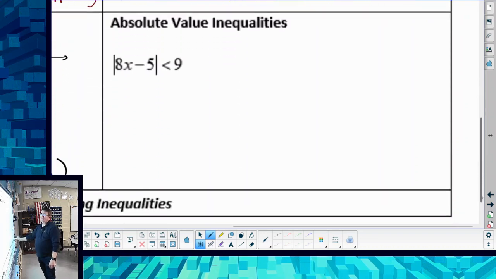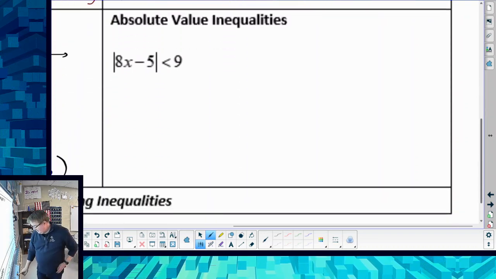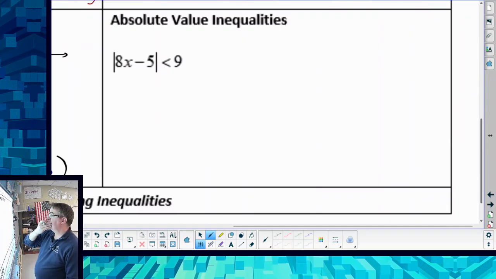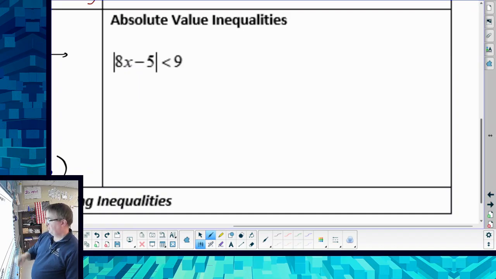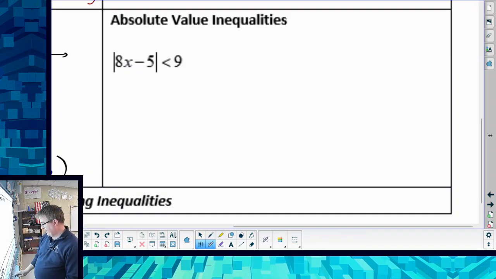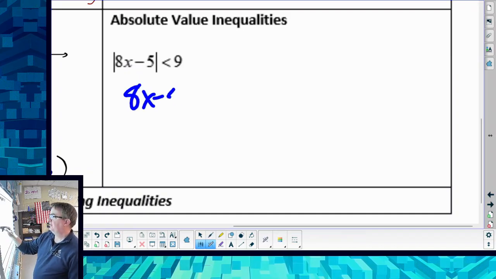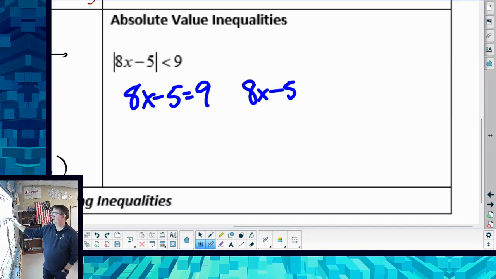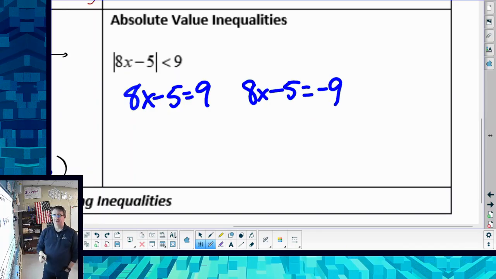Last one, absolute value inequalities. The thing to remember here when we're solving these is that typically we would write this, we would have 8x minus 5 is equal to 9, and we would have 8x minus 5 is equal to negative 9, and you solve both of those.